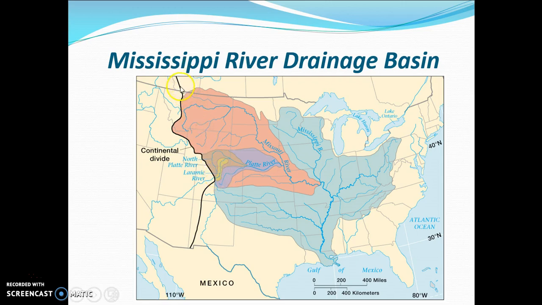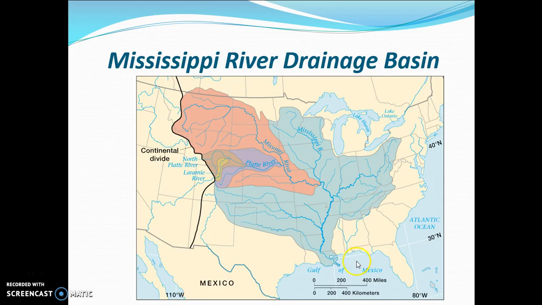Also notice the black line here. That's the continental divide. Any water that falls on this side of the continental divide, like the Colorado River, will flow into the Pacific Ocean. Water that flows on this side will go into the Mississippi River basin, or it will flow eventually into the Gulf of Mexico.